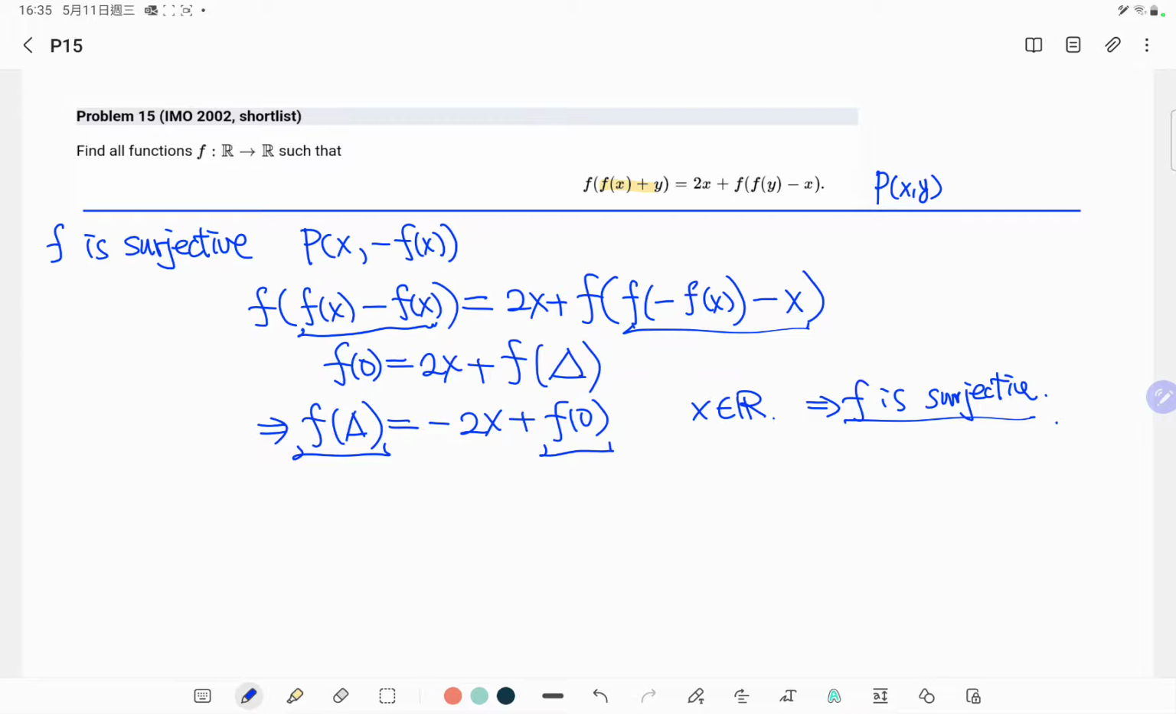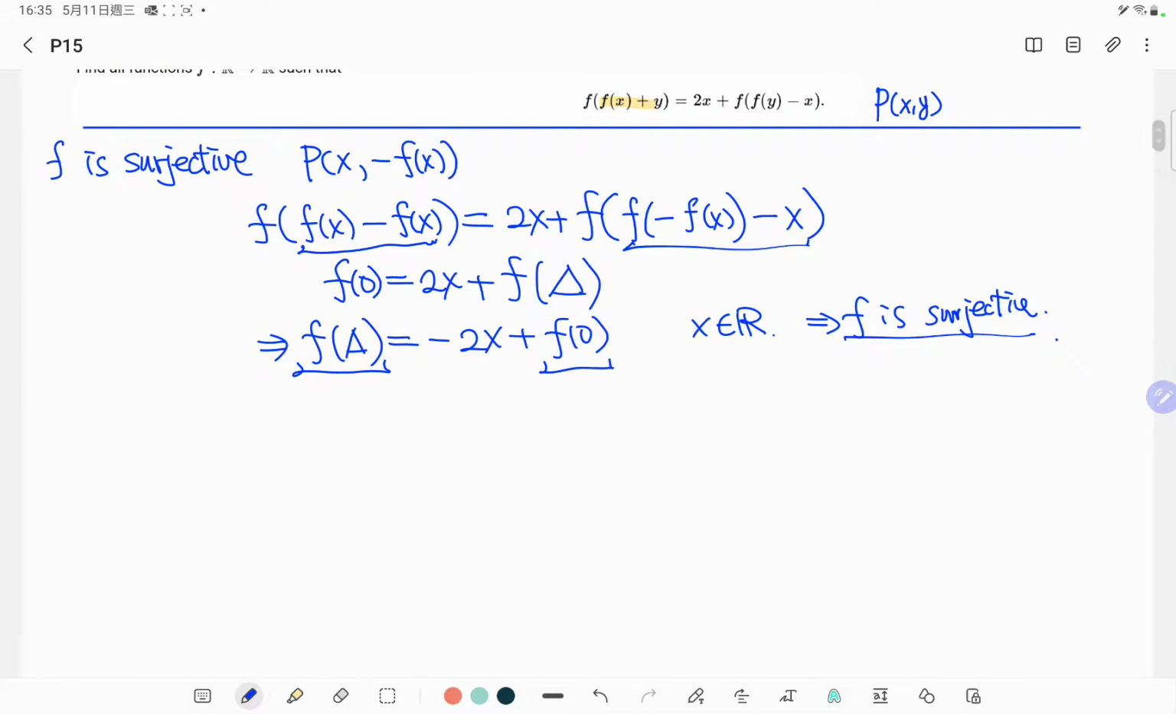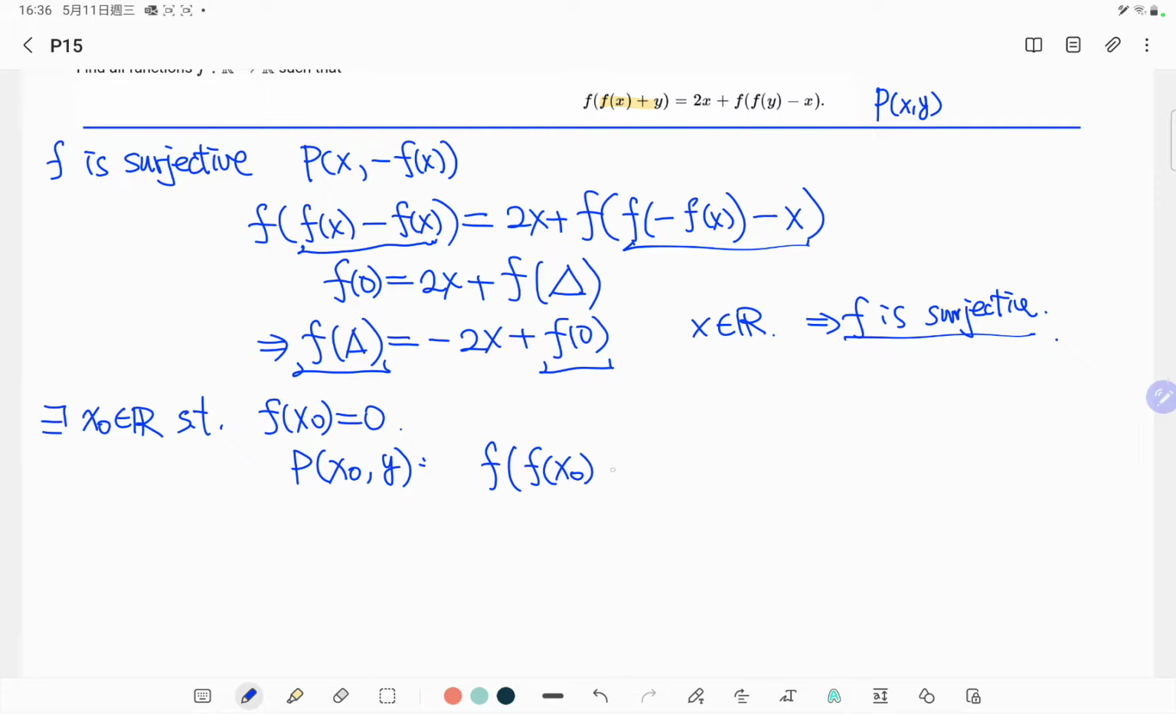So this is the important step for this functional equation. And next, since f is surjective, we can assume there exists a number x sub 0 in real number such that f of x sub 0 equals 0. And now we can just pick P(x sub 0, y). Then we will have f evaluated at f of x sub 0 plus y equals x sub 0 plus f evaluated at f of y minus x sub 0.